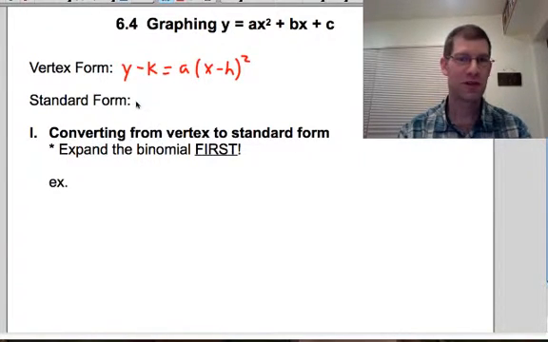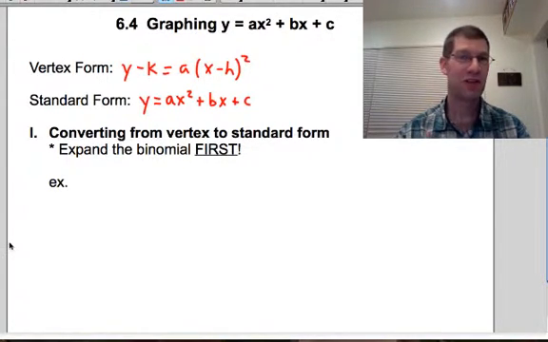Going back to an earlier section, we talked about standard form. Standard form for a parabola is y equals ax squared. You always list the x term with the highest exponent first, and then plus bx, or plus some number of x to the first power, and then plus c, some number without any x values. So the first thing is converting from vertex to standard form, or from this top line to the bottom.